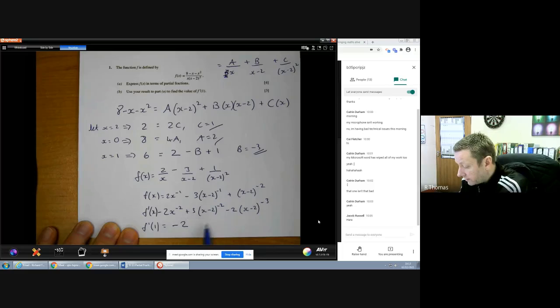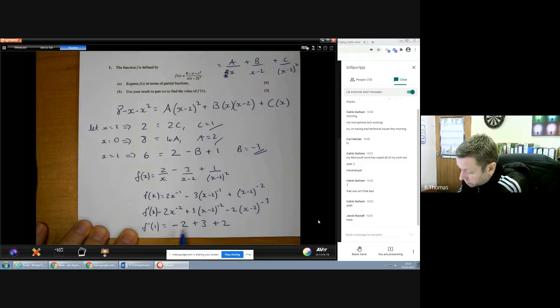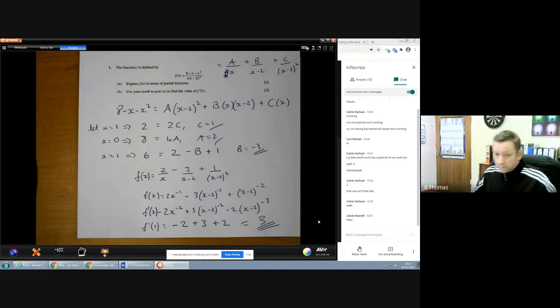That's 3 over minus 1 squared, which is 3 over 1, which is plus 3. And that's minus 2 over 1 minus 2, which is minus 1. Minus 1 cubed is minus 1. It's a minus over a minus, which is a plus. So that's 2 over 1, which is 2. Minus 2 plus 2 cancel out. The answer is 3.